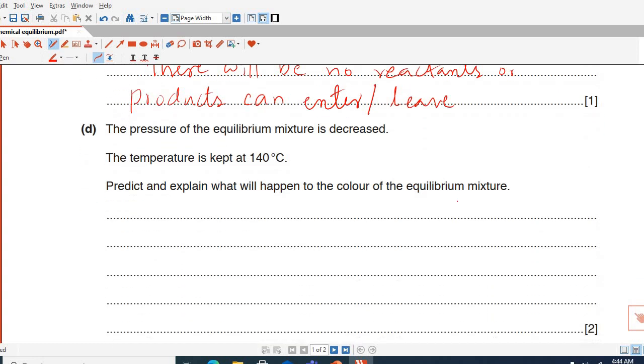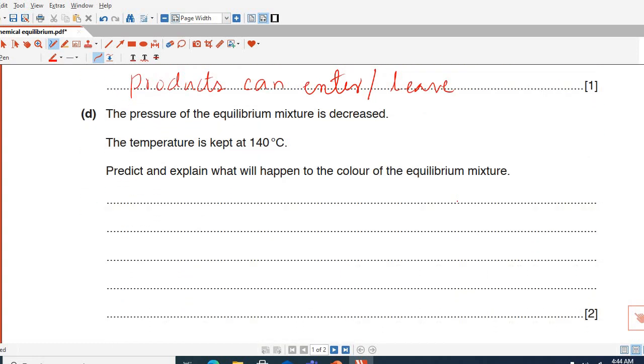Now the D part is related to the factors affecting equilibrium position. Now look here, the pressure of the equilibrium mixture is decreased, right, and the temperature is kept constant, that is 140. Now predict what will happen to the color of the equilibrium mixture, right? So first of all, you have to identify where the equilibrium position will be, whether it will be in the forward direction or backward direction when we decrease the pressure.